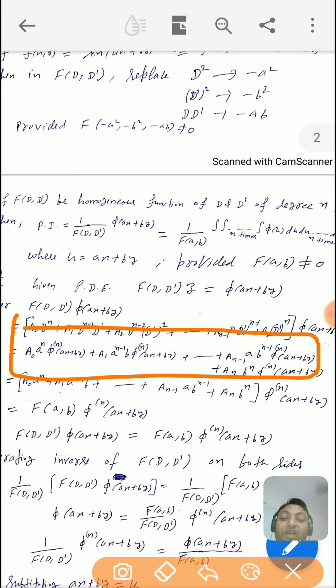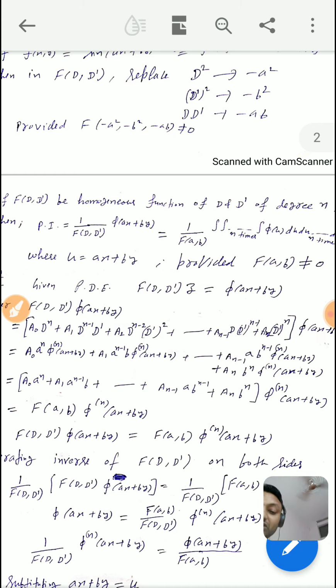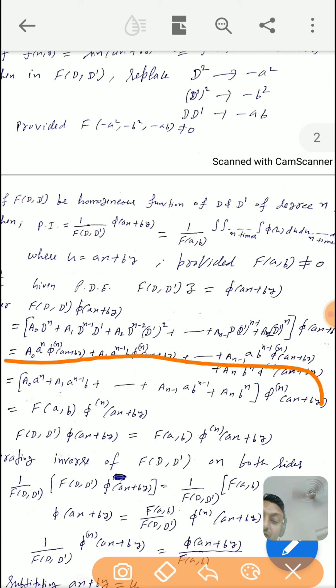So in each of the terms we have the nth derivative of phi with respect to ax plus by. So we can take it common on the right hand side, and we can write this equation further in this way.